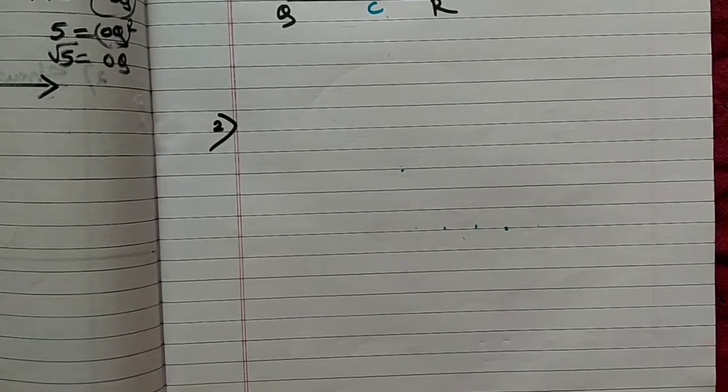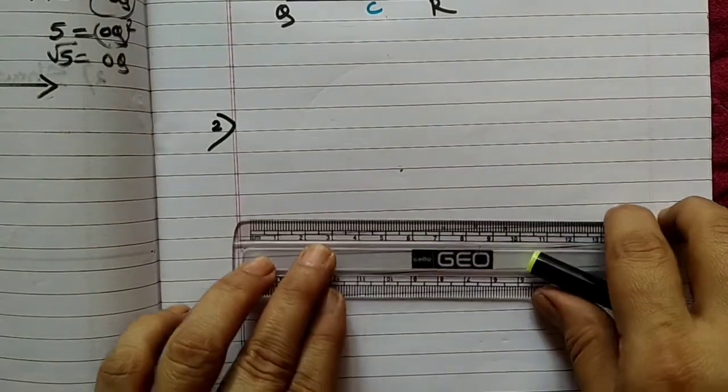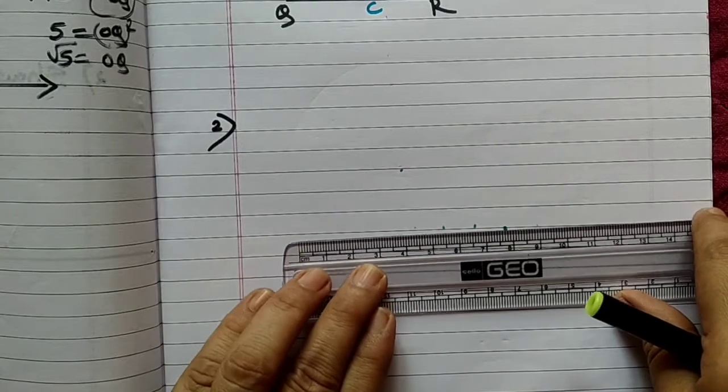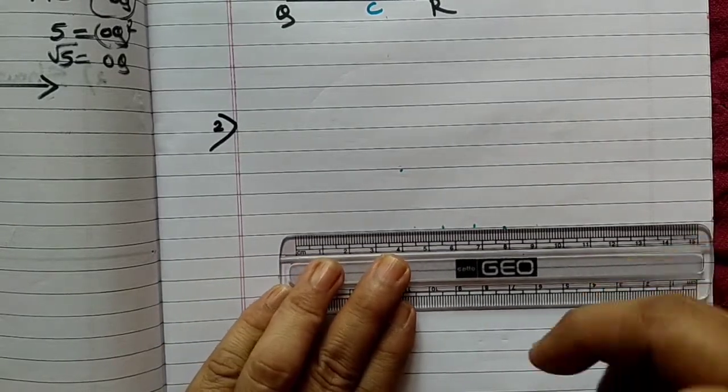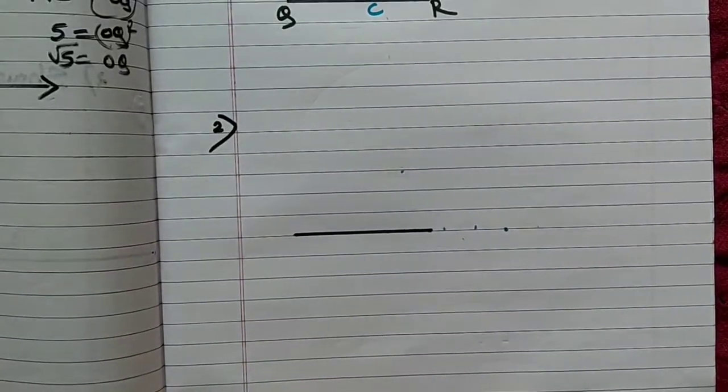So we have to draw a right angle triangle. What is a right angle triangle? One in which one angle is 90. So any one angle we can take as 90 and draw the right angle triangle. Measurement is not given again, so we can take any measurement, but we have to take a 90 degree.